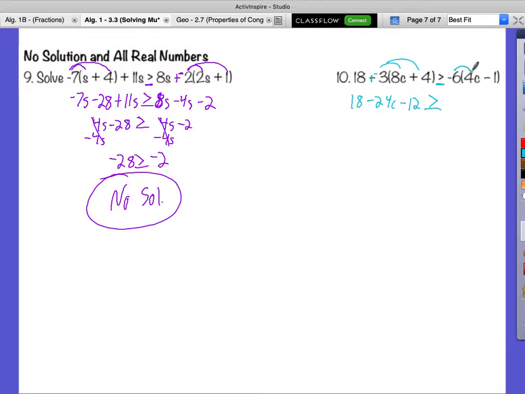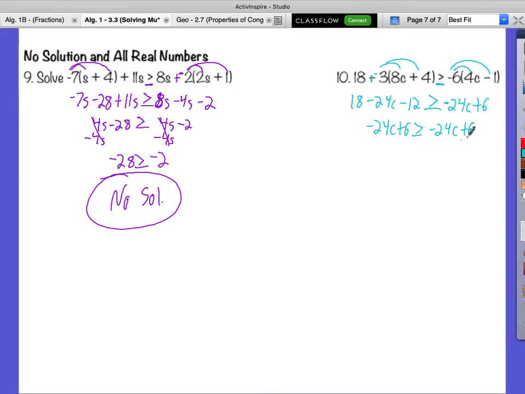And then negative 6 times 4c is? Negative 24c. What's negative 6 times negative 1? Positive 6. Can we combine any like terms? Yes. What can we combine? 18 and negative 12. What do those become? 6. Okay, negative 24c plus 6 is greater than or equal to negative 24c plus 6.